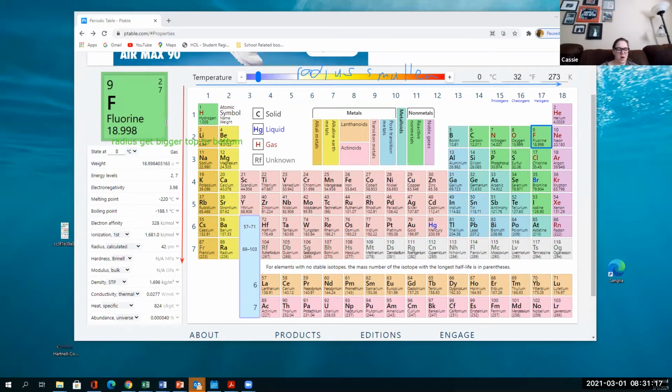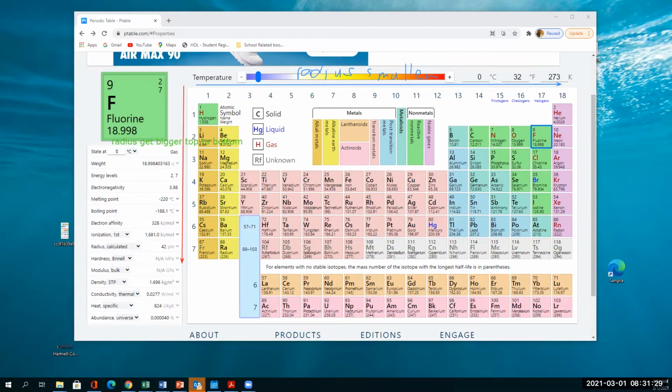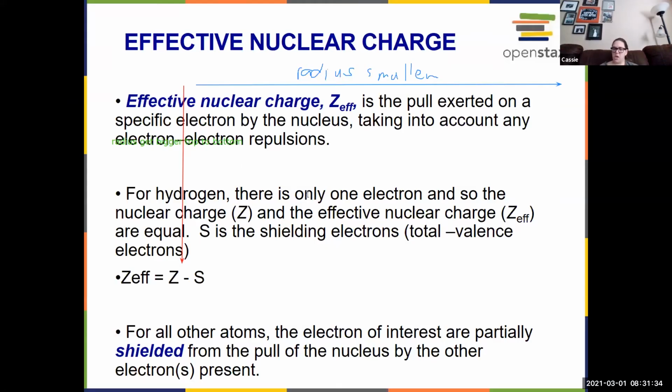Who has the biggest butt in the block? Francium. Who's going to be the smallest? Helium. Okay, piece of cake. Good. And so now you guys know why that Z effective is important.